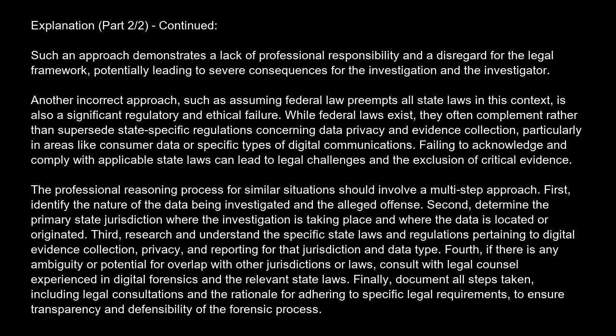Third, research and understand the specific state laws and regulations pertaining to digital evidence collection, privacy, and reporting for that jurisdiction and data type. Fourth, if there is any ambiguity or potential for overlap with other jurisdictions or laws, consult with legal counsel experienced in digital forensics and the relevant state laws. Finally, document all steps taken, including legal consultations and the rationale for adhering to specific legal requirements, to ensure transparency and defensibility of the forensic process.